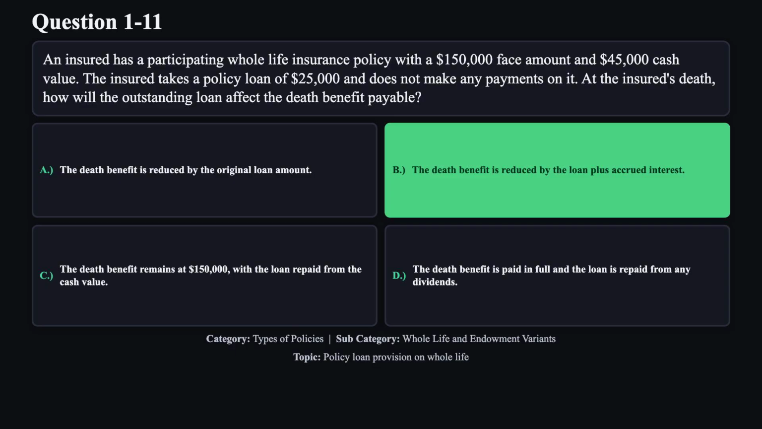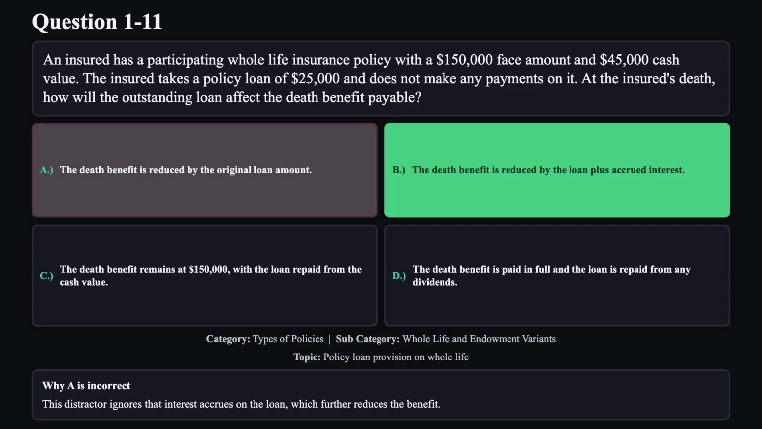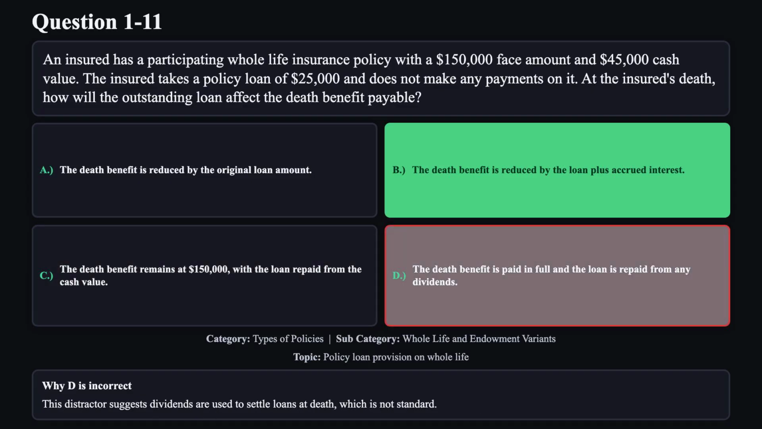The correct answer is B. The outstanding loan plus interest reduces the policy's death benefit at claim. Reason A is not correct. This distractor ignores that interest accrues on the loan, which further reduces the benefit. Reason C is not correct. This distractor incorrectly assumes the loan is repaid solely from cash value rather than reducing the benefit. Reason D is not correct. This distractor suggests dividends are used to settle loans at death, which is not standard.